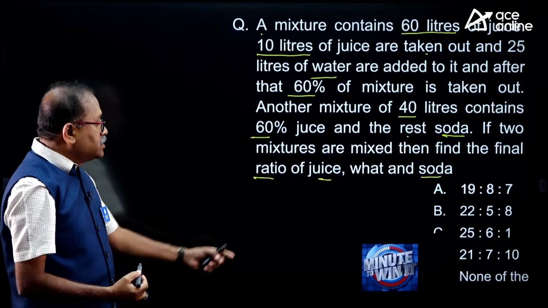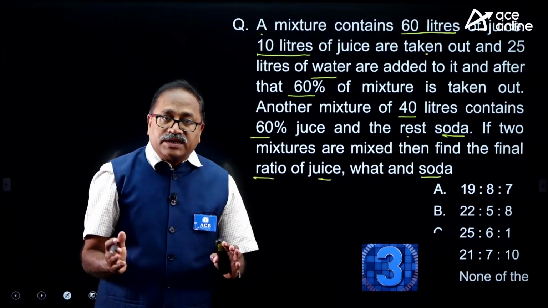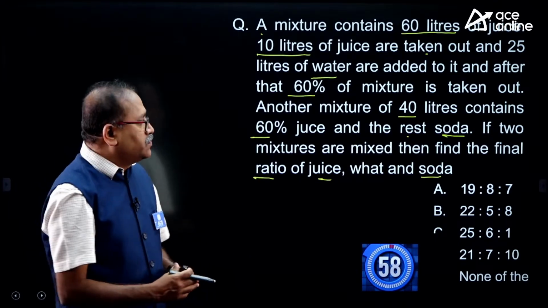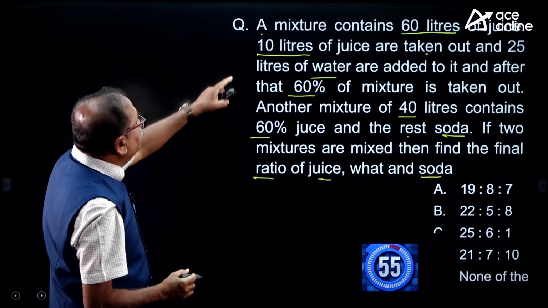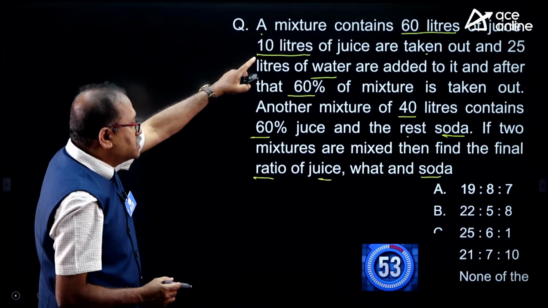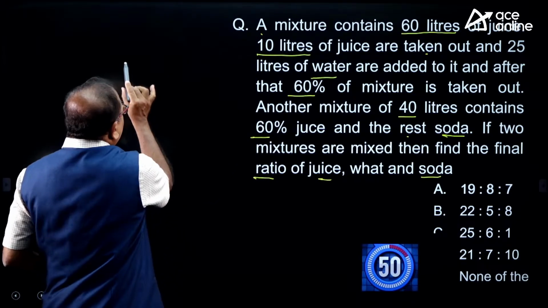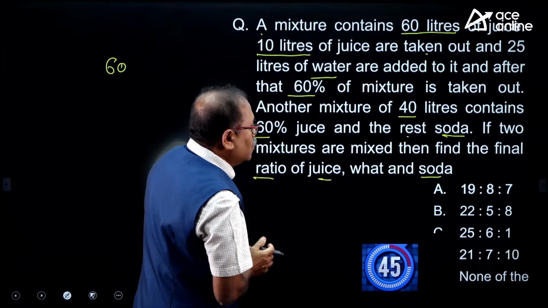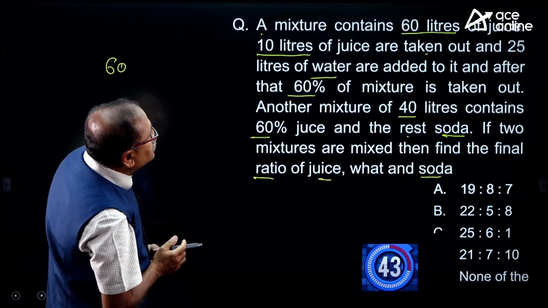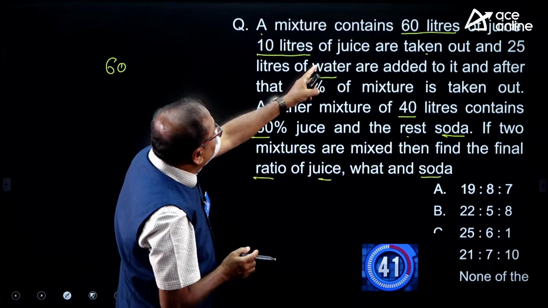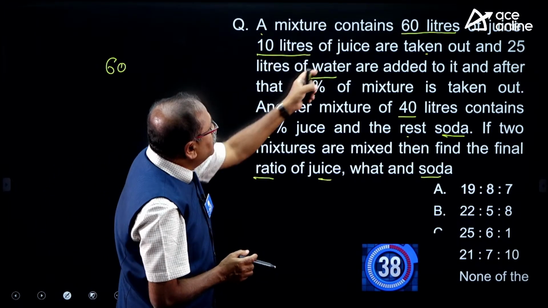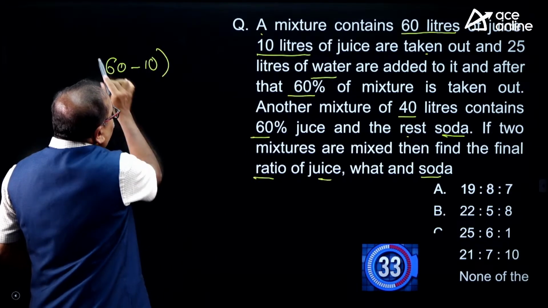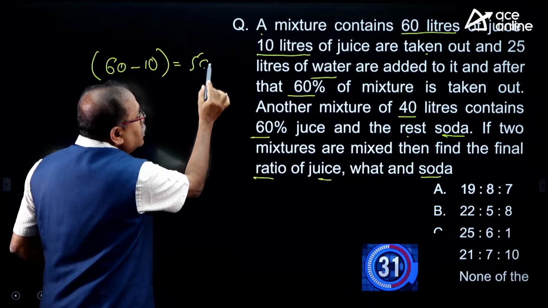Right, my dear friends, I'm actually giving you 60 seconds. If you can answer the question, it's very good. We have the first one. A mixture contains 60 liters. Okay, fine. So here in the first one, we have 60 liters. Out of it, 10 liters of juice are taken out. If you take out the 10 liters of juice, then you will be left with 50 liters.